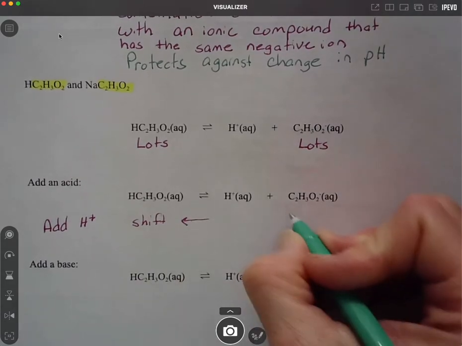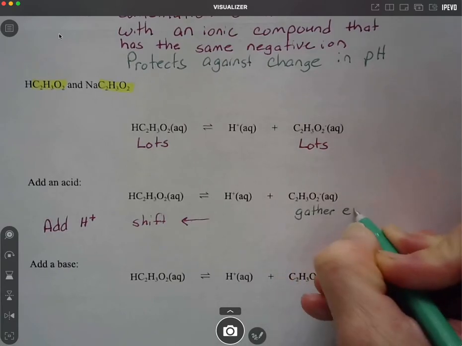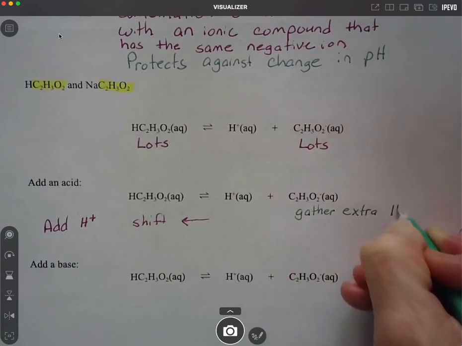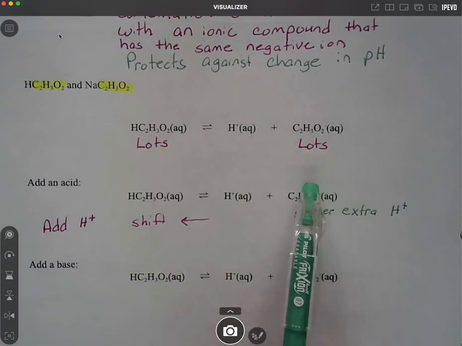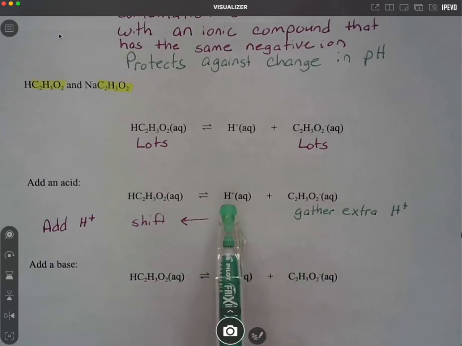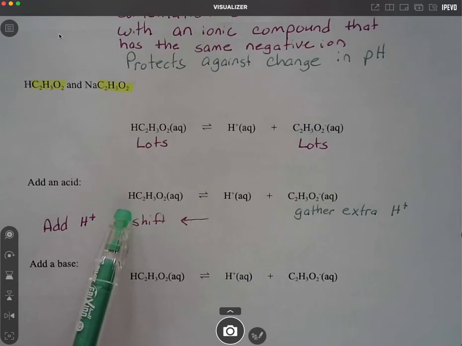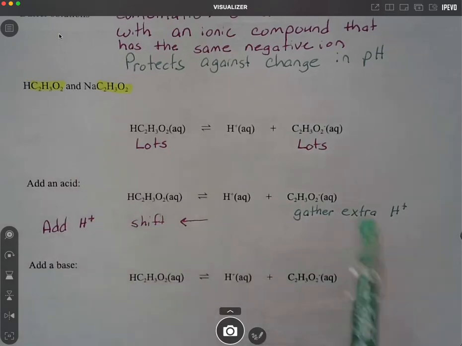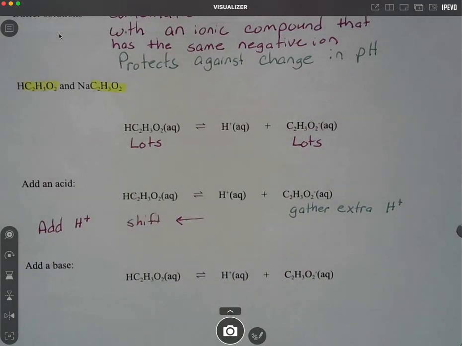The job of this stuff is essentially to gather extra hydrogen ion. So if you add extra hydrogen ion, because you have so much acetate, the acetate ions can grab the extra hydrogen ions, package them up, and bring them over here where they don't have any impact on the pH because they're packaged up with an acetate ion. So this is kind of like a hydrogen ion scavenger. Oh gee, there's too many hydrogen ions, let's grab some of them and pack them up and pull them over here where they don't impact the pH anymore.